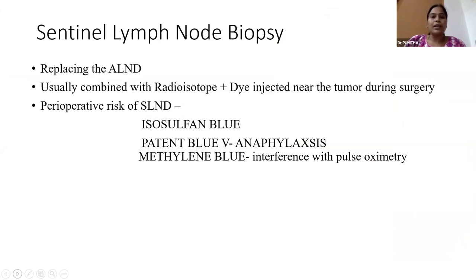We should know some of the steps of these procedures so that we can plan the analgesia accordingly if a patient comes for any breast surgery. So why is it important to know about sentinel lymph node biopsy for an anesthesiologist? It is replacing the axillary lymph node biopsy, and it is done by combining the radioisotope, and also a dye is injected near the tumor just before the surgery.